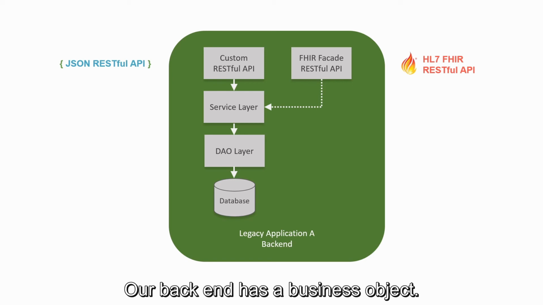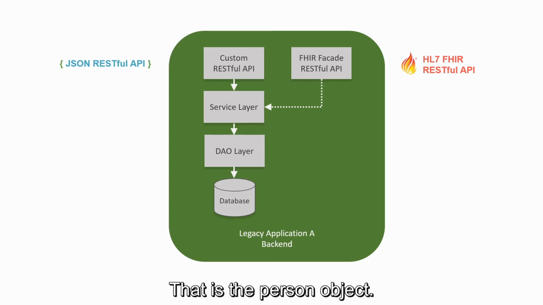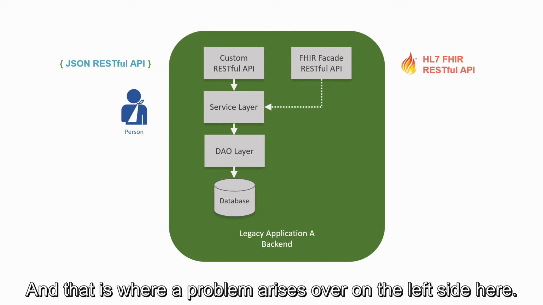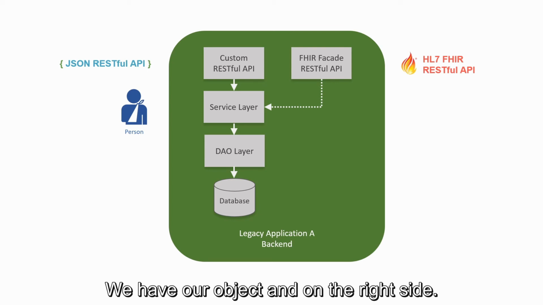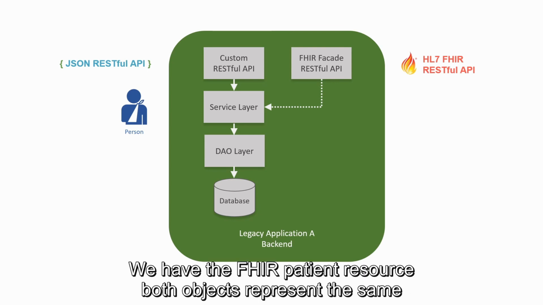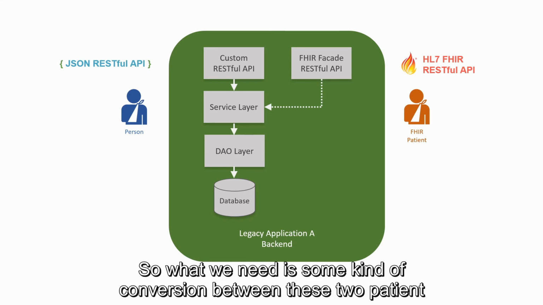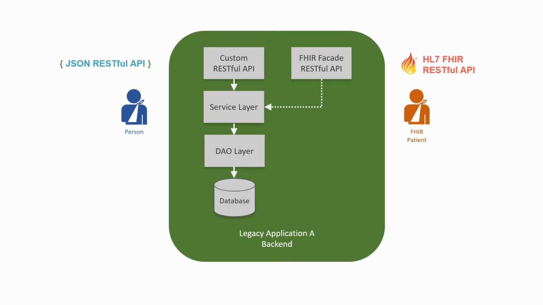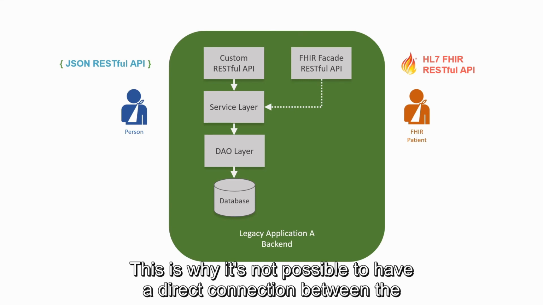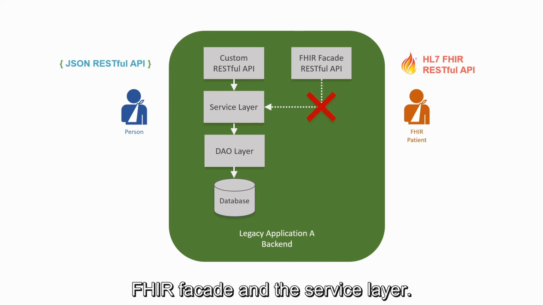Our backend has a business object that is the person object, and that is where a problem arises. Over on the left side here we have our object, and on the right side we have the FHIR patient resource. Both objects represent the same thing, but they're two different objects. So what we need is some kind of conversion between these two patient objects. This is why it's not possible to have a direct connection between the FHIR Facade and the service layer.